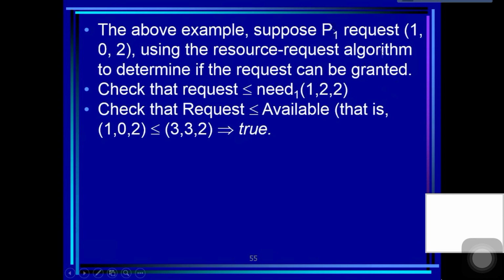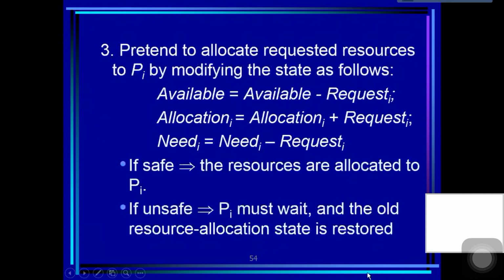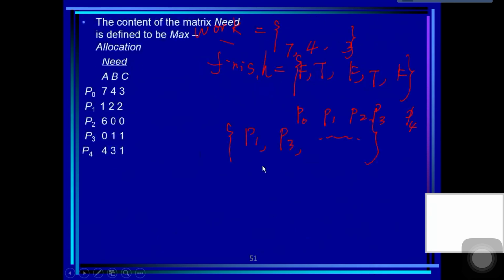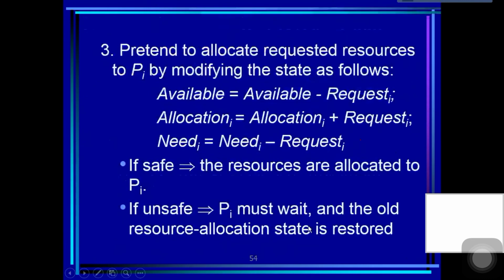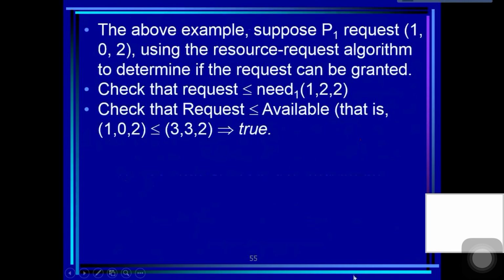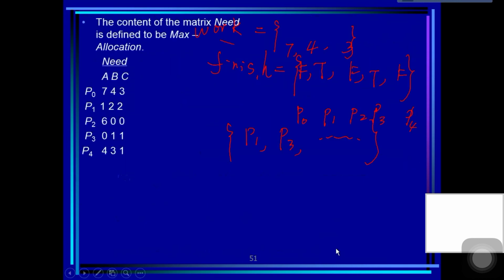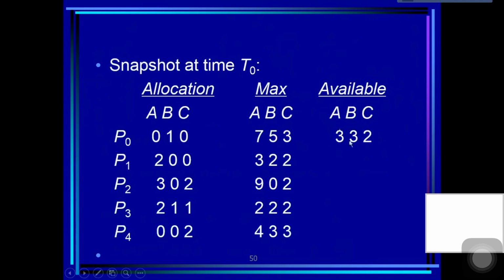First, because P1 requests 102, we see it is smaller than its need. P1's need is 122, and its request at present is 102, so it is smaller than its need, so the request is valid. The second check: its request 102 is smaller than available. We can see available is now 332, so it's valid.